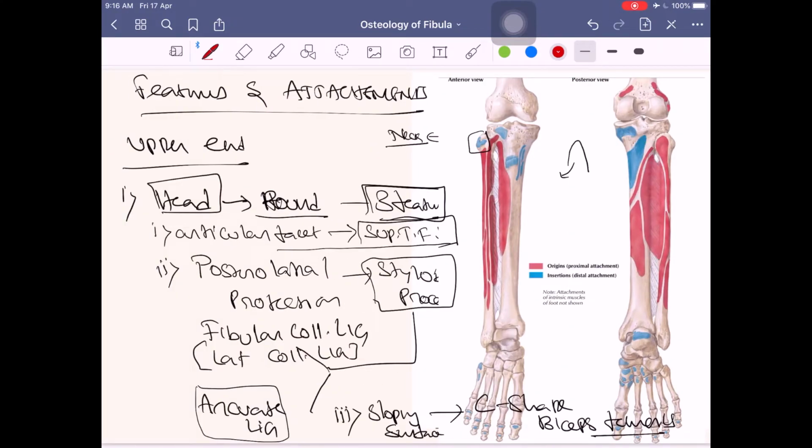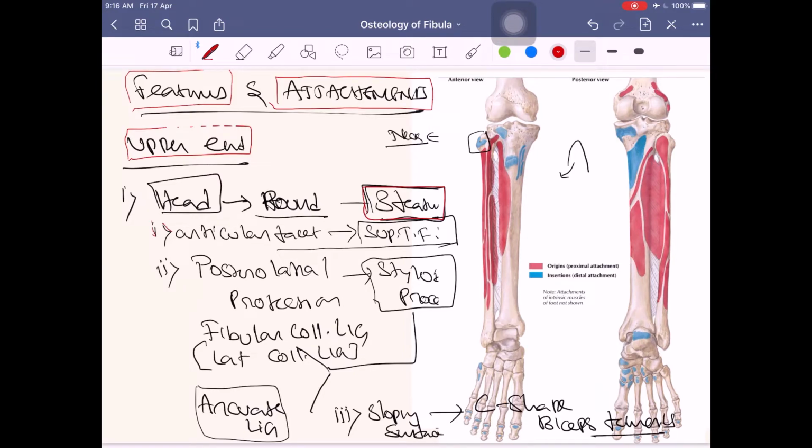Now let us move to the details of it. We'll talk the entire thing under two headings: what are the bony features of this bone, and what are the muscles, ligaments and other structures which are attached to this bone. So we'll start with the upper end. Upper end, we already mentioned that it is a rounded end of the bone, and it is also known as the head of the fibula. The head of the fibula has three features, so we'll study its osteology under three features.